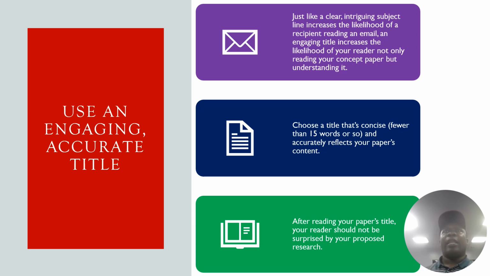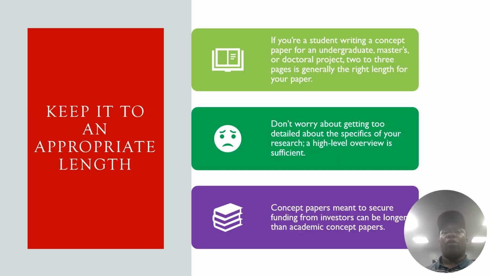Then choose a title that is concise, fewer than 15 words or so, and accurately reflects your paper's content. After reading your paper's title, your reader should not be surprised by your proposed research. At times you see that the title and what has been written in the paper are two different things. So if ever you have done that, then it means that you have not identified a right or an appropriate title for your paper.